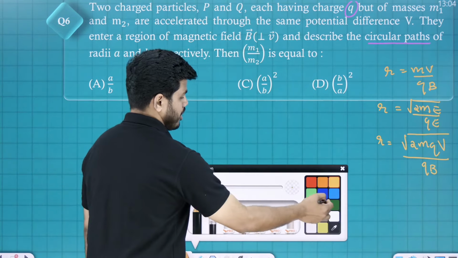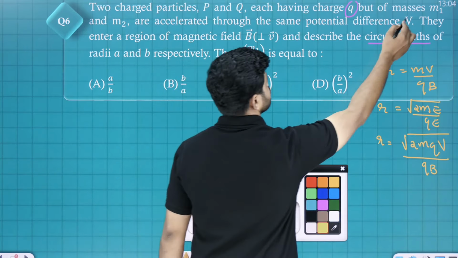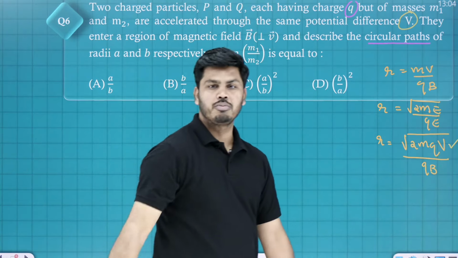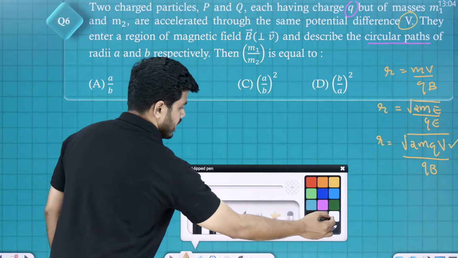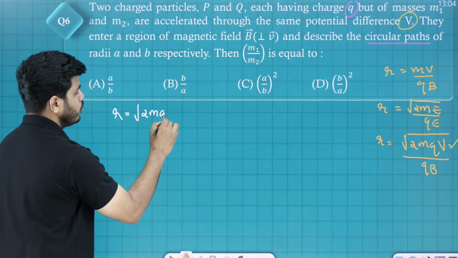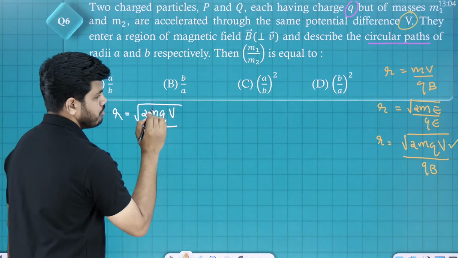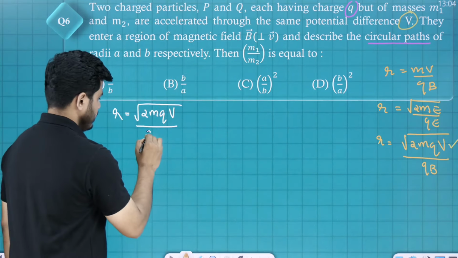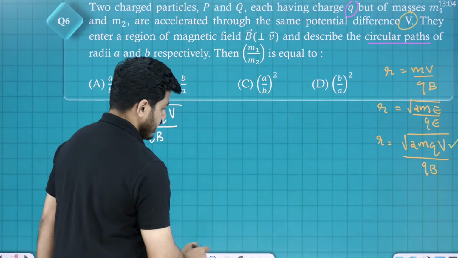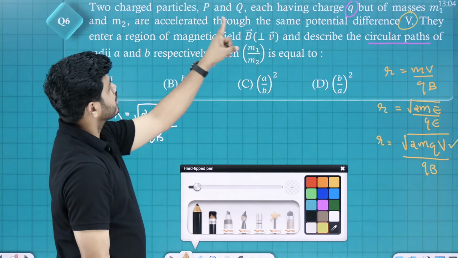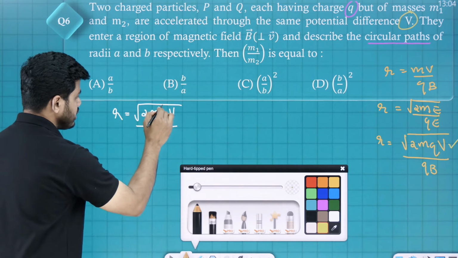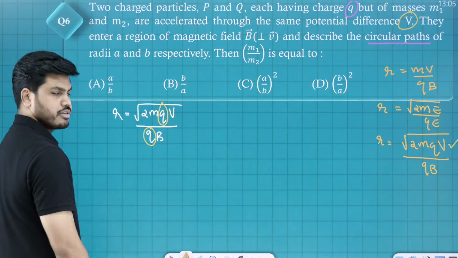See, the question is talking about the potential difference now. A constant potential difference. So the equation in which we get potential difference is to be selected. Now look at that equation. We have radius R is equal to root of 2mq into capital V divided by q into B. Now look at the question once again. It says that the particles P and Q have the same charge Q. So Q1 and Q2 are going to be the same. So we can take Q as a constant in this equation.